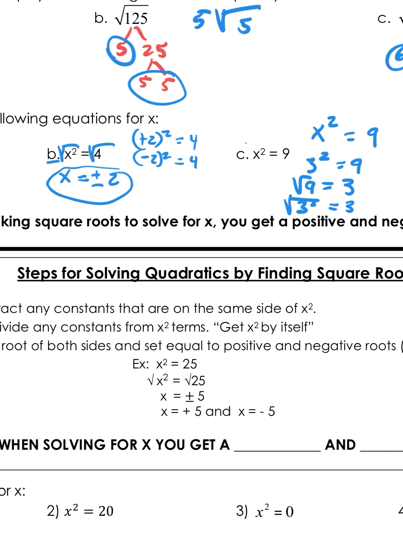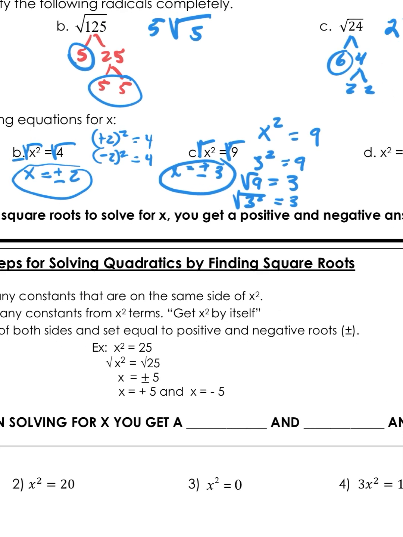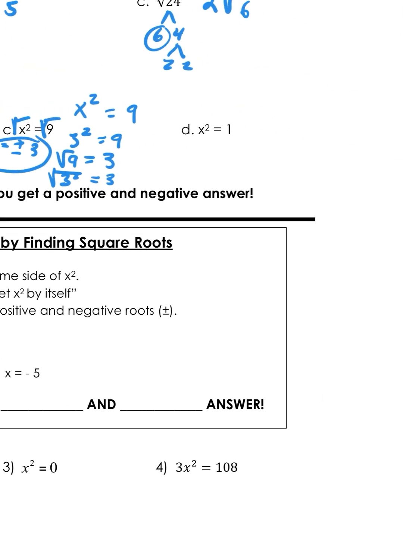So here, we're going to square root x squared. We're going to square root 9. And when we do that, we get x equals plus or minus 3. There are 2 ways to make 9: square a positive 3 or a negative 3. Either way will work, so there are 2 solutions to this quadratic. And here for D, just square root this side, square root that side, so you get x equals plus or minus 1.